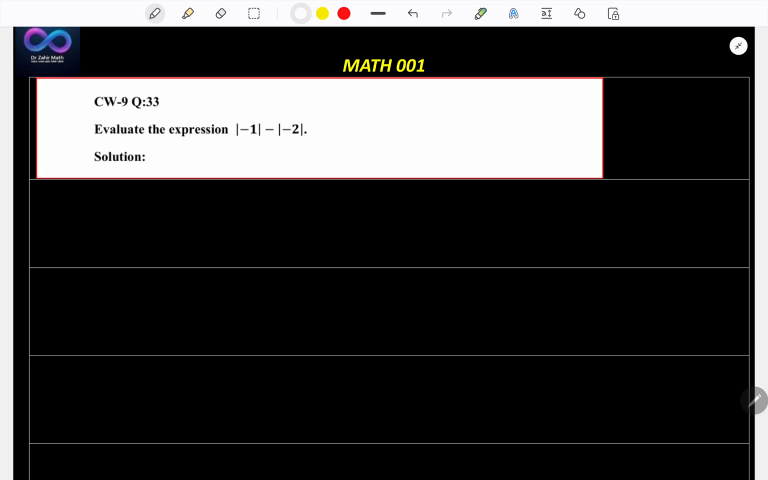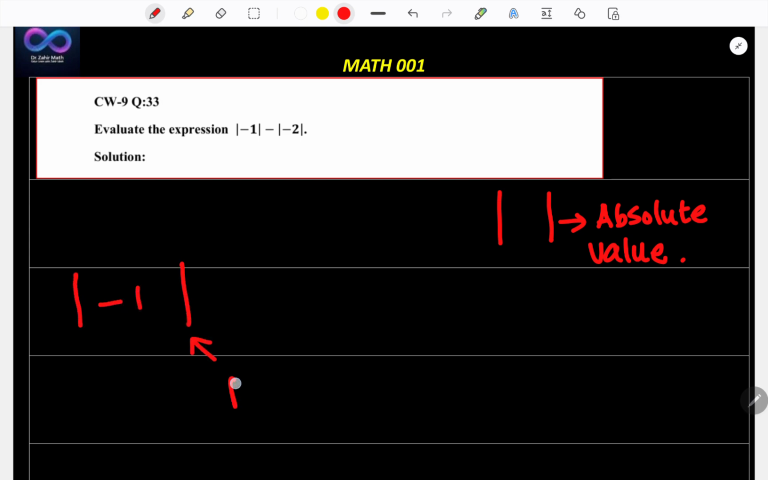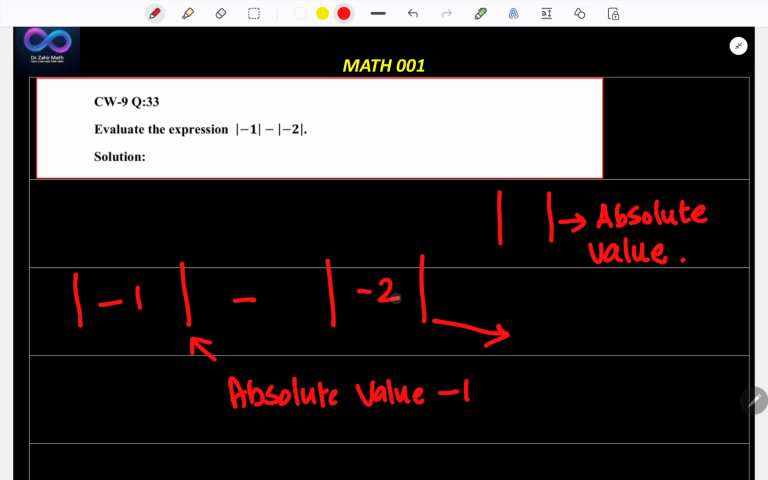Right. Evaluate the expression. This is the first time you are seeing, right? In the school you have seen an Arabic word, but here you have to read it as absolute value. So how should I read this one? Absolute value minus 1. How should you read? Absolute value minus 1. When you are watching the video, please practice. And then minus absolute value minus 2. So you have to read absolute value minus 2.